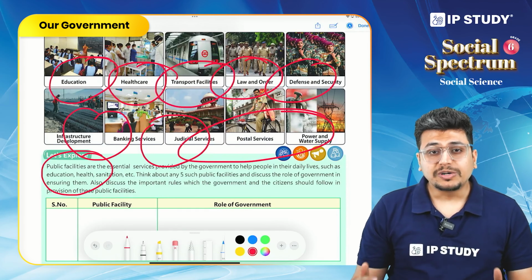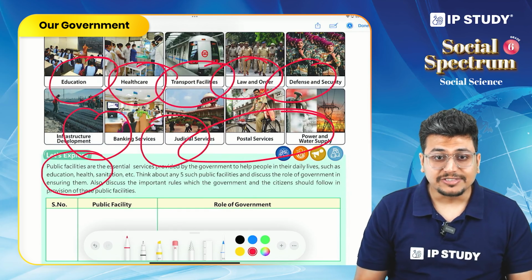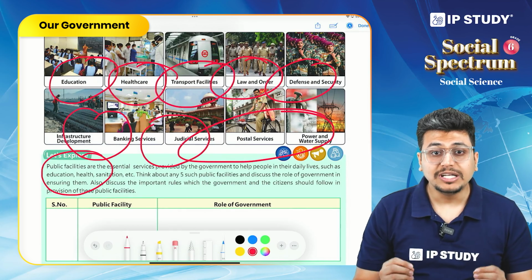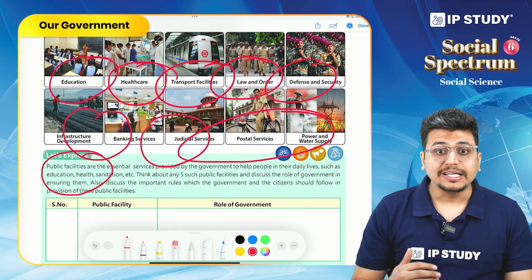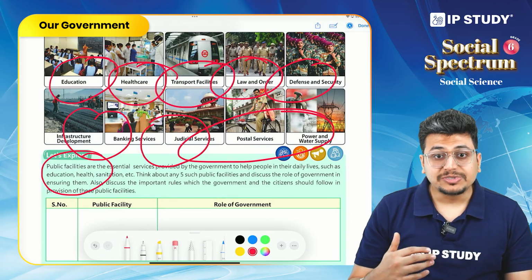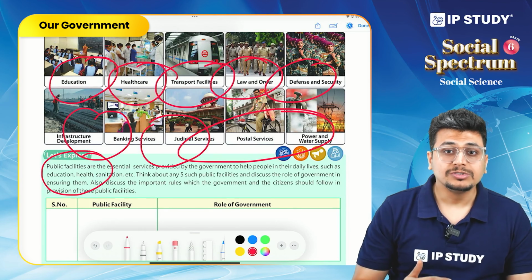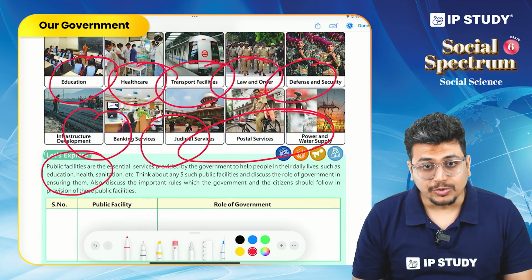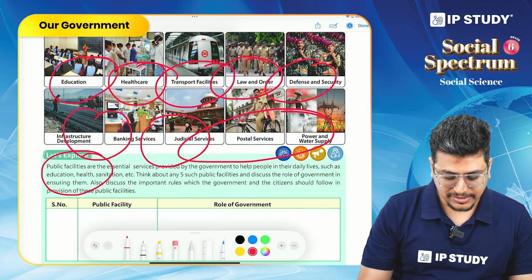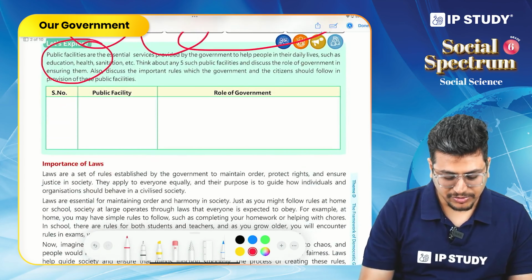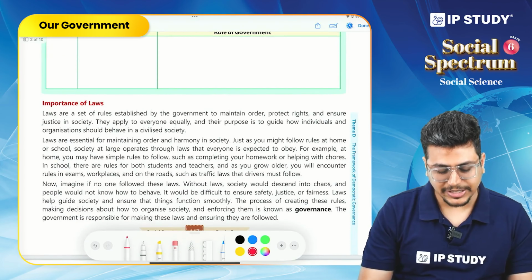Why are these called public services? Because these services actually help people to live a better life. They are able to manage themselves in a better way and grow, and if the people of a country grow, the country also grows, right? So that is another important aspect of being part of the government.